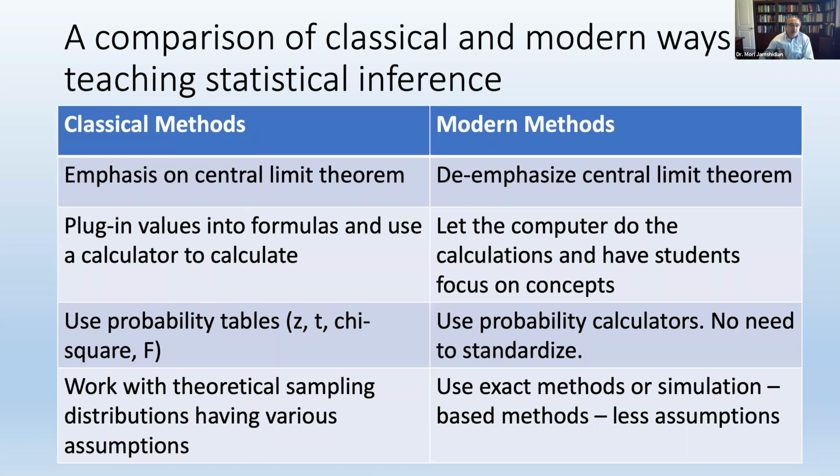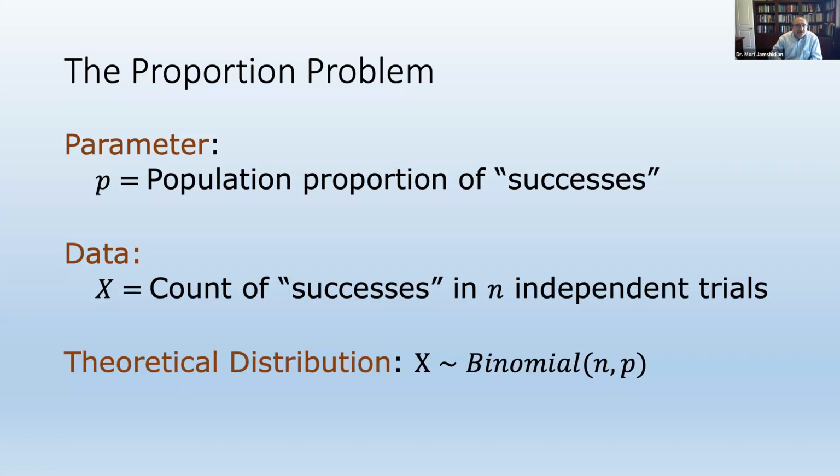I still see textbooks that have Z tables and T tables and so on. Those are the thing of the past. And of course, probability calculators are what we need to use. And in fact, perhaps avoiding standardization is another topic that I can talk about a lot, which can simplify our teaching. Finally, in the past, we used to work with theoretical sampling distributions, which had a lot of different assumptions, where now we can afford to use simulation-based methods or exact methods to reduce the number of assumptions that we need to talk about and give students. So with that, let's just talk about the proportion problem that I'm going to be talking about today.